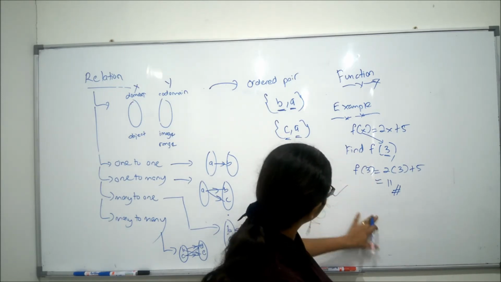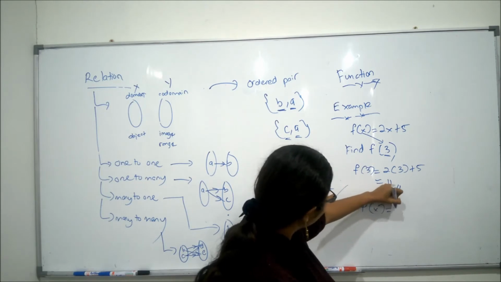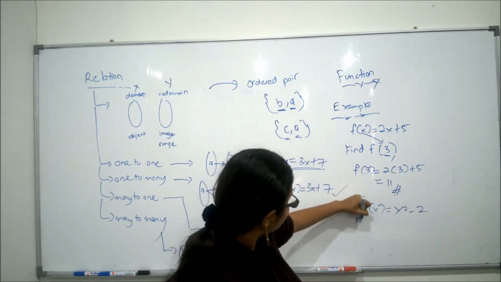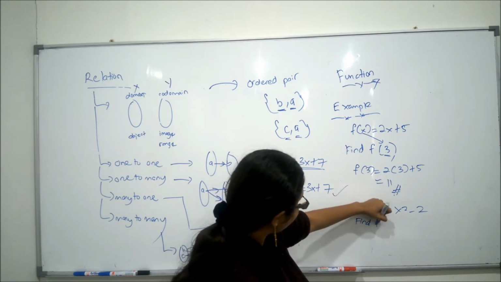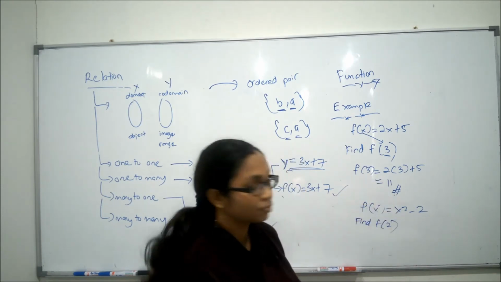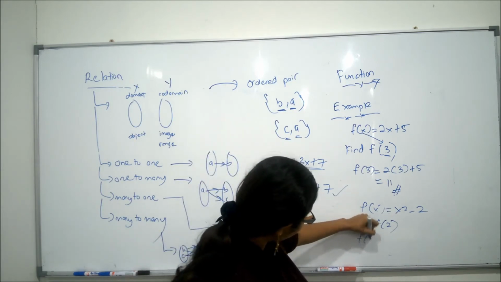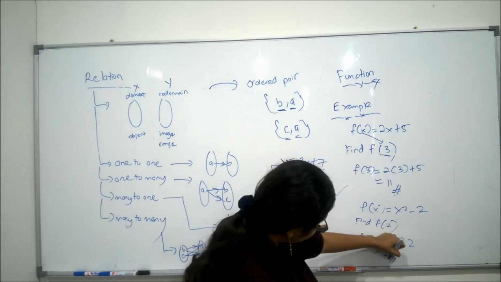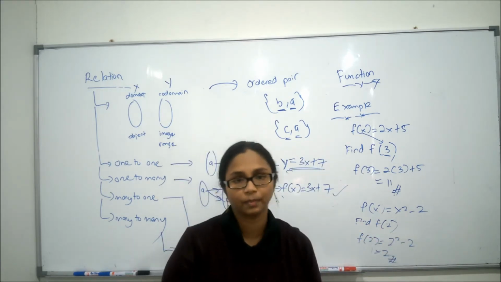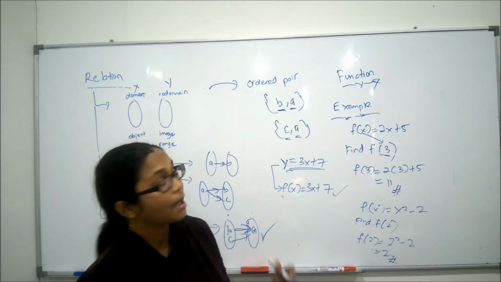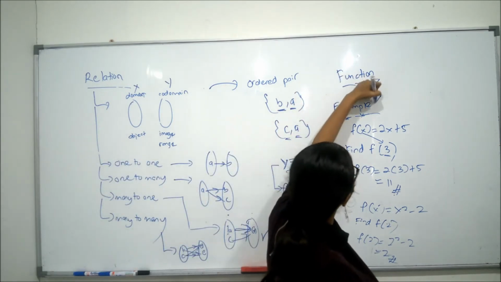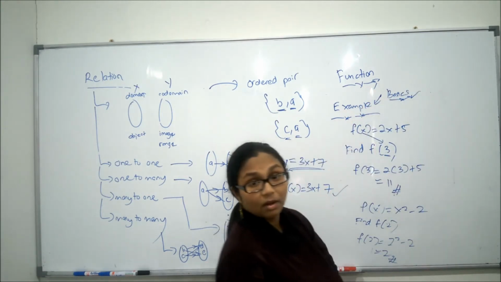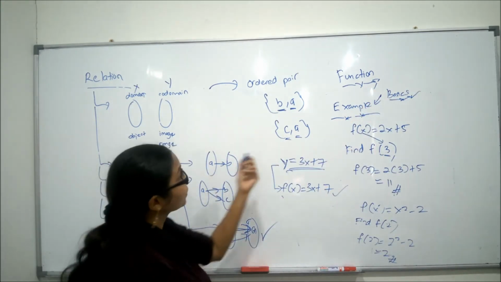Let's look at one more function now. x squared minus 2. Find f(2). Therefore, f(2) is equivalent to 2 squared minus 2. The answer is 2. So, this is a basic function. This is where you start with the basics.